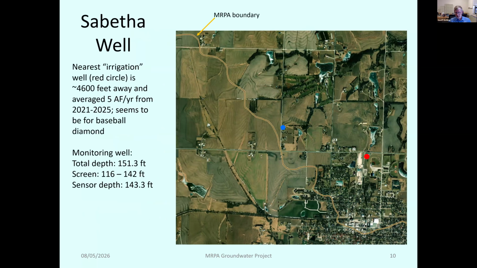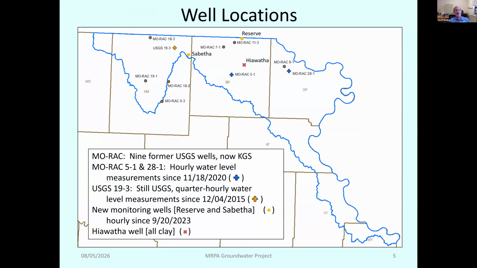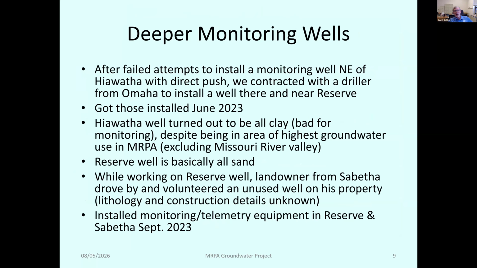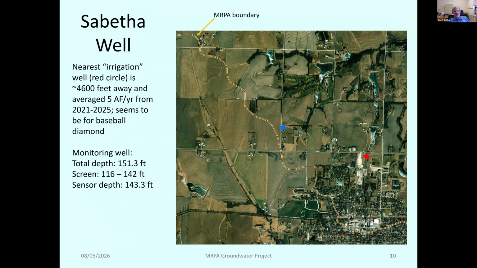So this Sabetha well is, I'm going to go back to my map here. The Sabetha well is there in the northeast corner of Nemaha County, and so the blue outline is the boundary of the region. So it's kind of right on the boundary. So that monitoring well is represented by the blue circle there, and the red circle is the nearest so-called irrigation well. But it's in a city park by the baseball diamond, and it has only averaged 5 acre feet per year for the past 5 years. So it's not a very high use. The monitoring well has a screen depth of 116 to 142 feet.